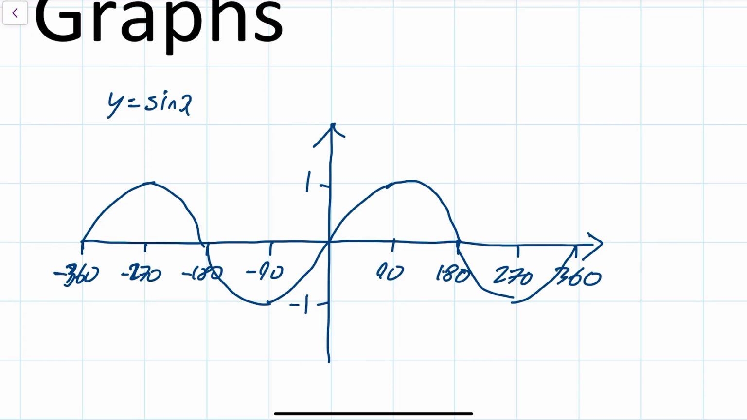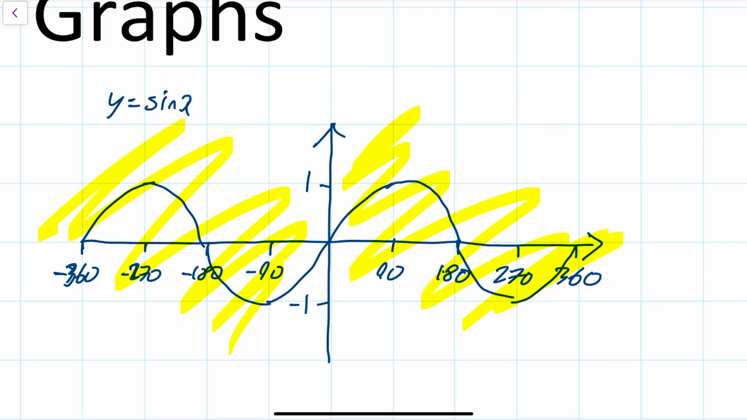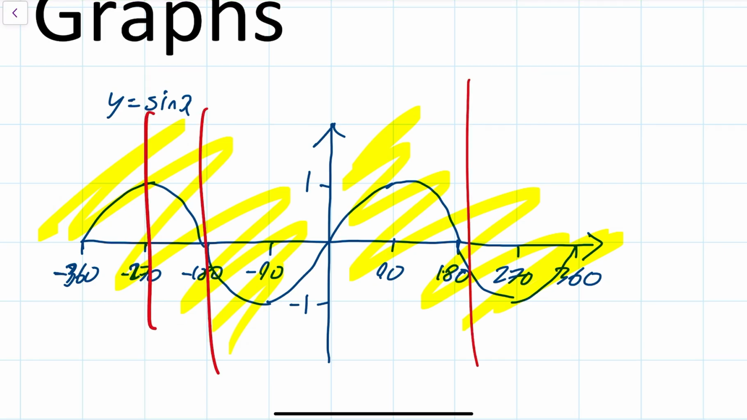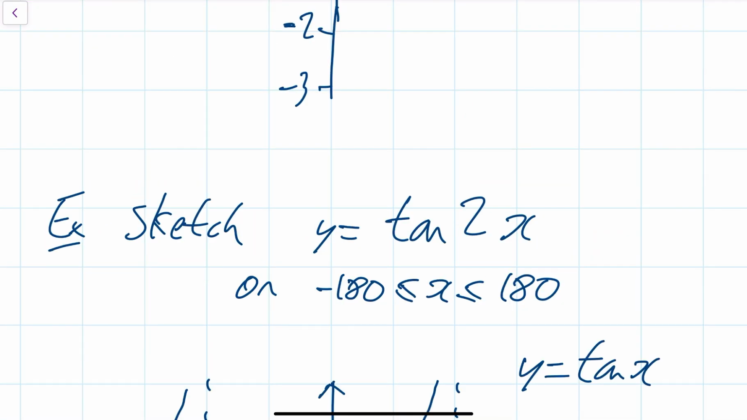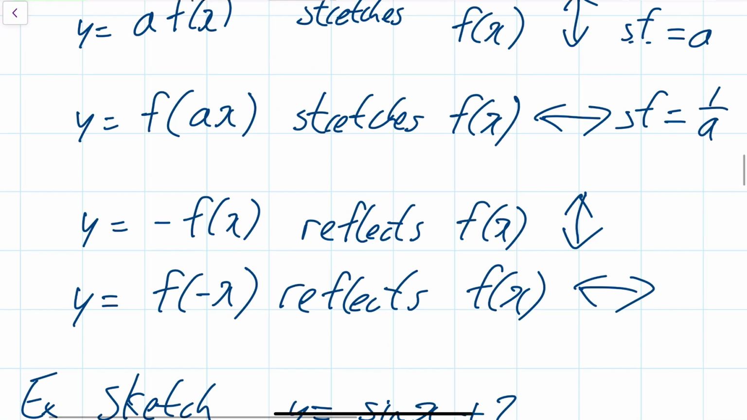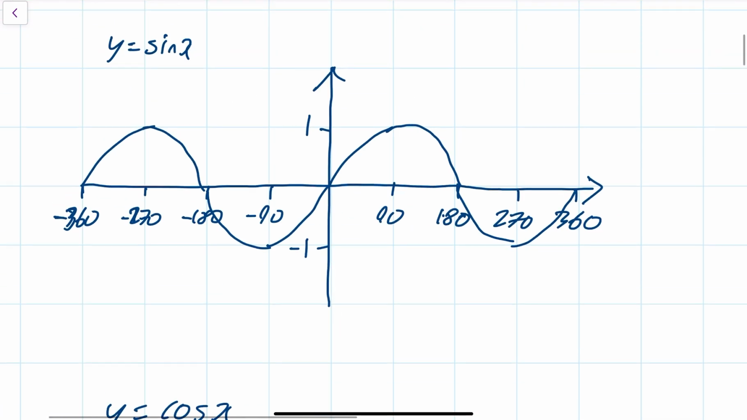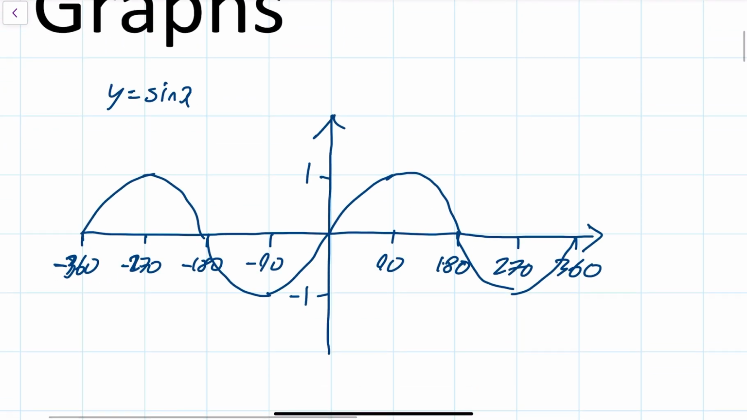You could just be asked to draw this half of it. You could even just be asked to draw this half of it, or you could be asked to draw between minus 180 and plus 180. So make sure you can do anything basically. So if you learn the graph all the way from minus 360 to 360, you'll be grand.